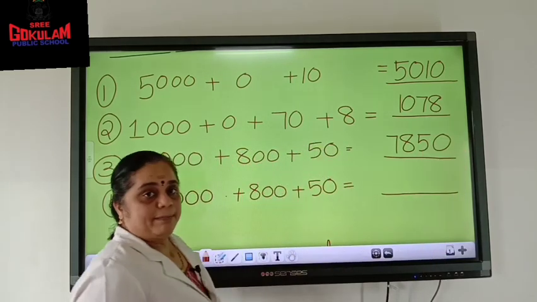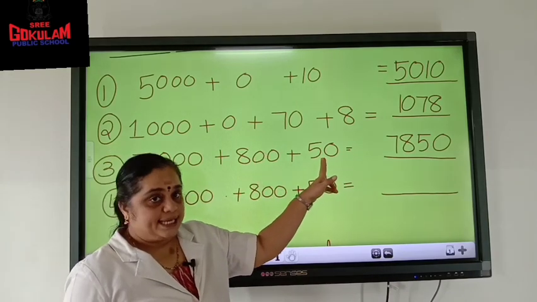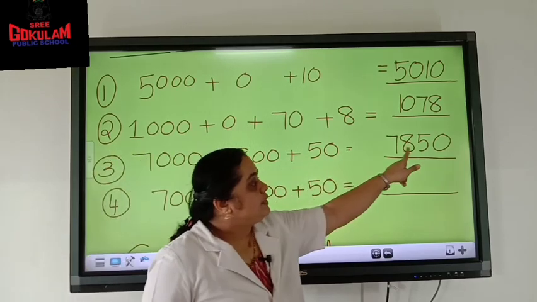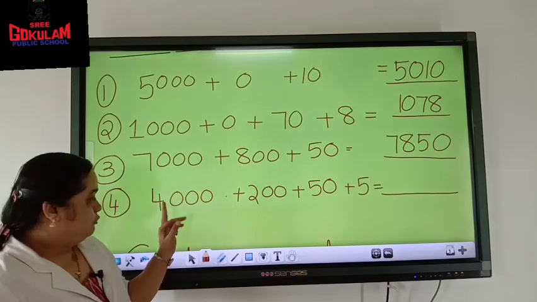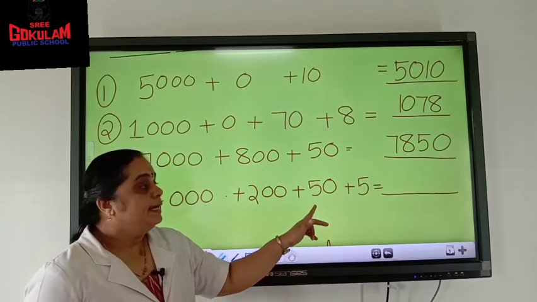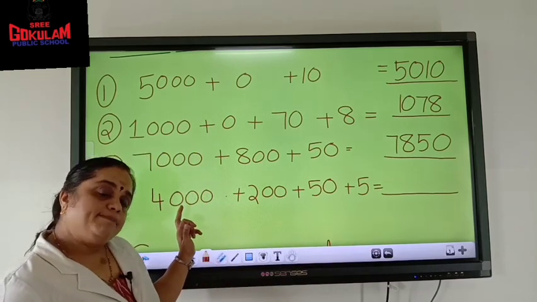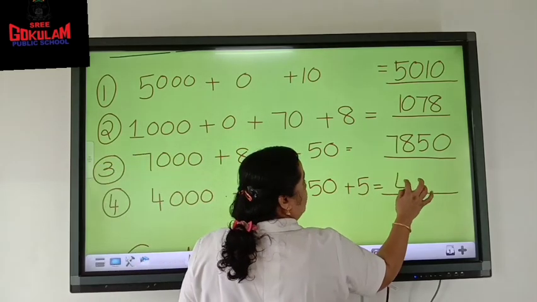Because this number has thousands place, hundreds place, ones place is not there, but tens place is there. Okay, so everything is represented in this number. Let's go for the next example. 4000 plus 200 plus 50 plus 5, isn't it? So what will come in the thousands place, children? It is 4000. So here also we will write it as 4.